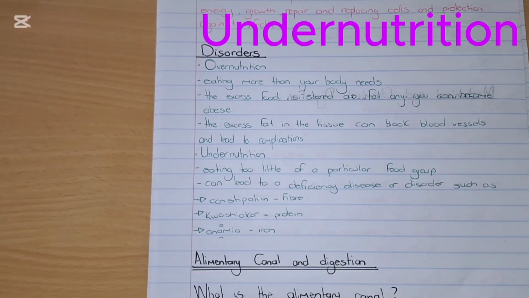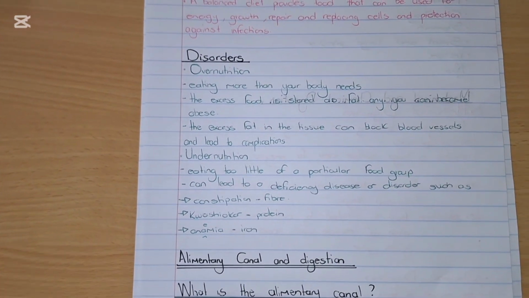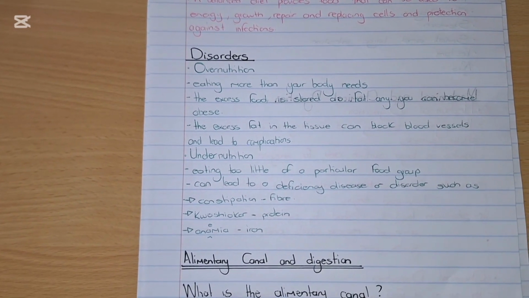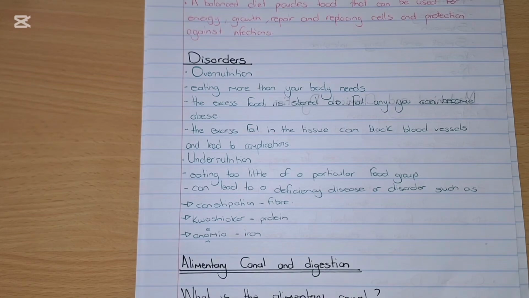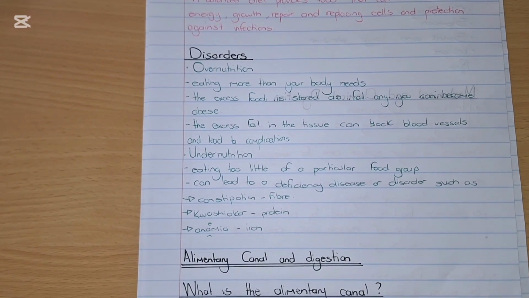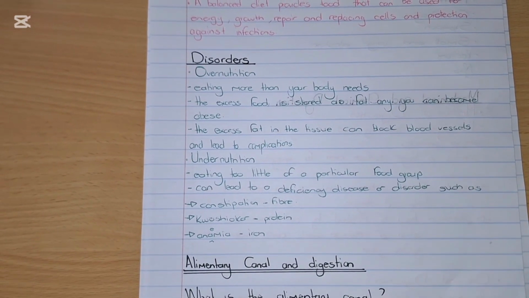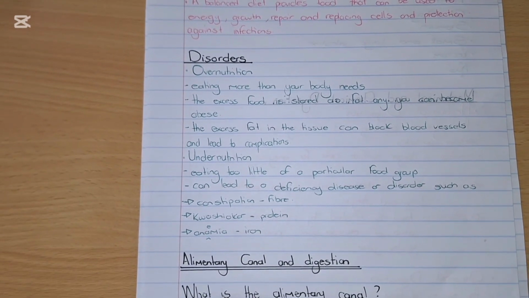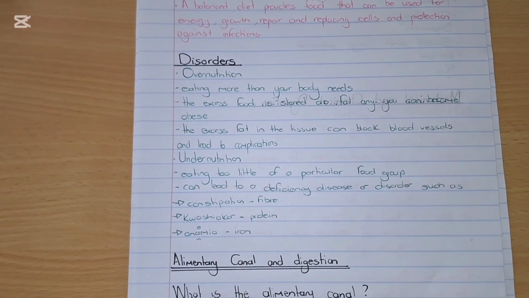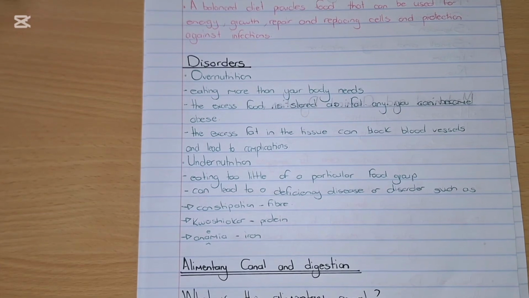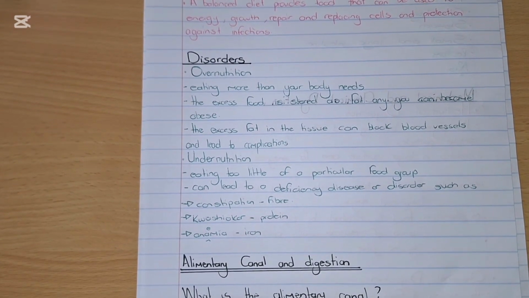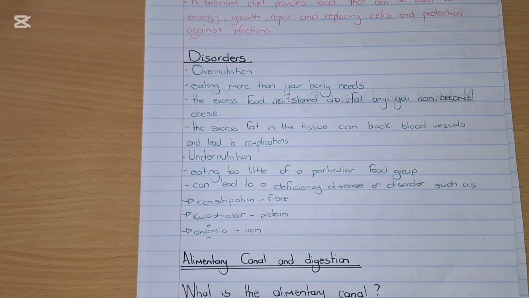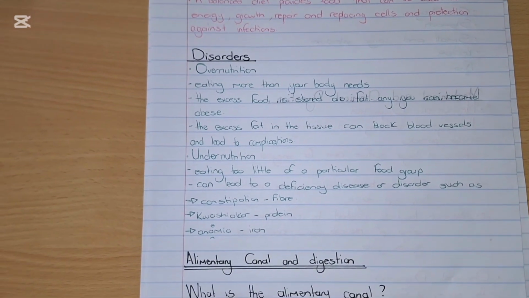Then we have undernutrition, which is basically the opposite of overnutrition. And this is when you are eating too little of a particular food group. And this can lead to a deficiency, disease, or disorder, such as constipation. Constipation occurs when you're not getting enough water, you're not getting enough fiber. Sometimes it can be chronic, but that is mainly the reason why people are constipated, is because they're not getting enough fiber and not drinking enough water.